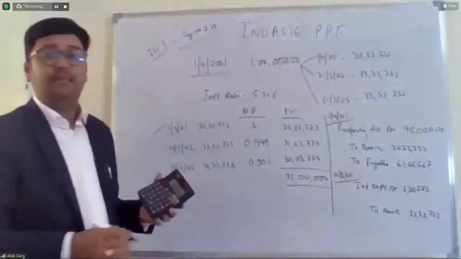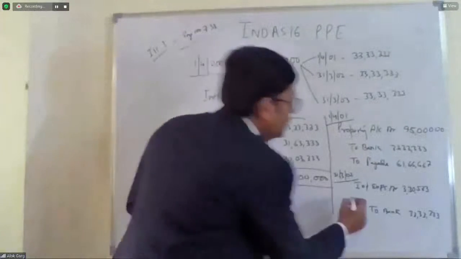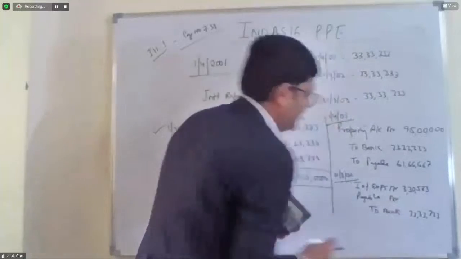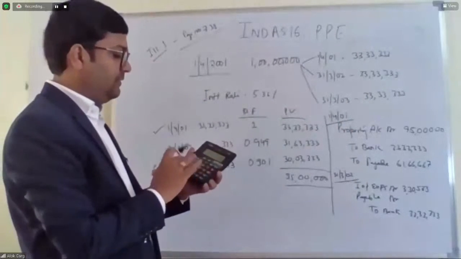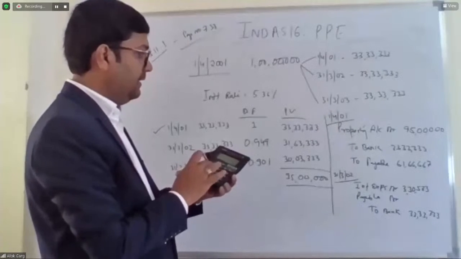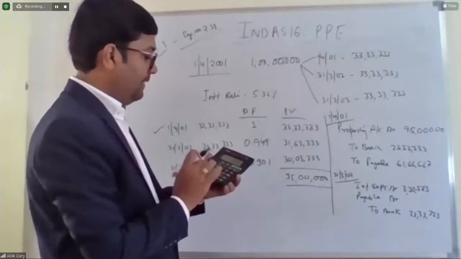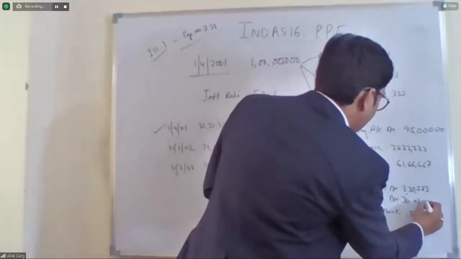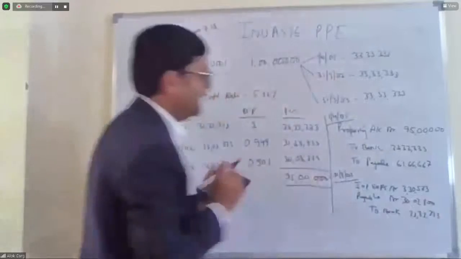And what will be the remaining balance? It will be the payable account. So payable will be debited. Payable will be debited by how much? 33,33,333 minus the interest amount 3,30,533, which is 30,02,800. So this will be the second year entry.